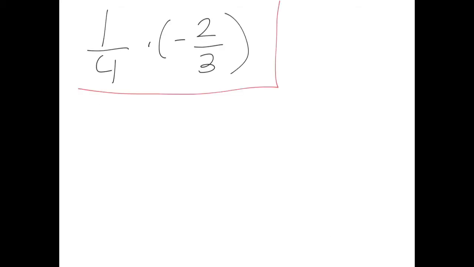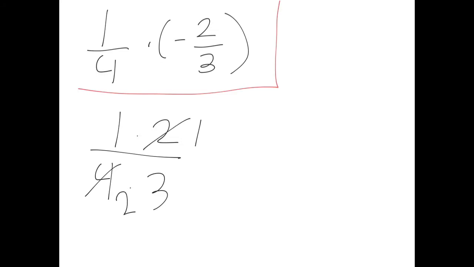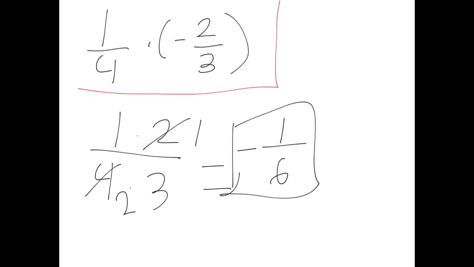So first, you are not going to have to find a common denominator when you multiply fractions. So you're just going to line them up. So it would be 1 times 2, and then 4 times 3. And then you can cross cancel. So 2 can go into 4 2 times, and that's going to be a 1. So 1 times 1 is 1, and 2 times 3 is 6. So your answer is going to be -1/6 because 2/3 is a negative.